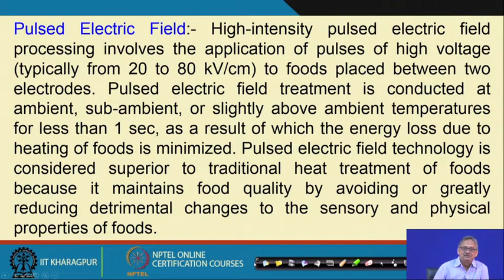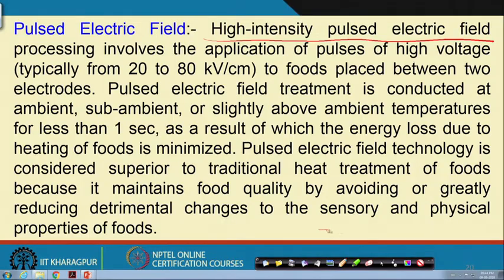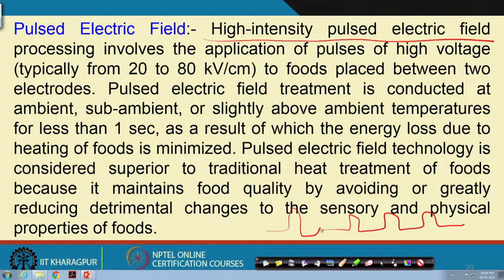Then pulsed electric field, another very new one which is coming up. High intensity pulsed electric pulse. Pulse means whenever you are giving a little and then stop, a little then stop, like this. This is called pulse. This way it goes, right. Like our body pulse, you will not get a continuous one, right. It gives a peak and then this, and the peak and then this, right. So, like that it is. So, that is why it is called pulse. So, pulse electric field is like this.